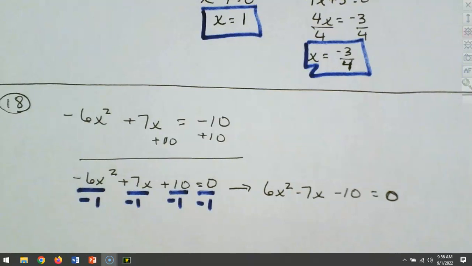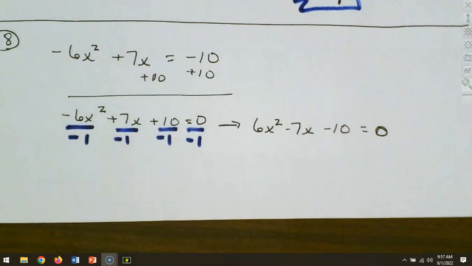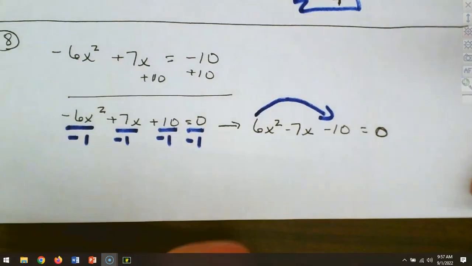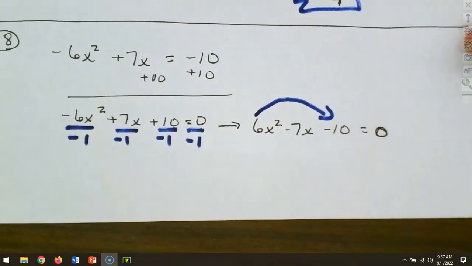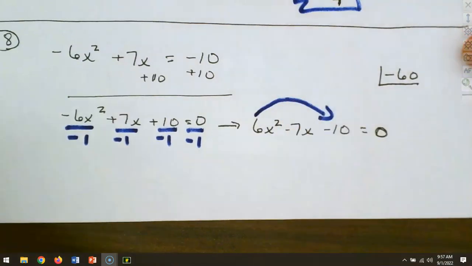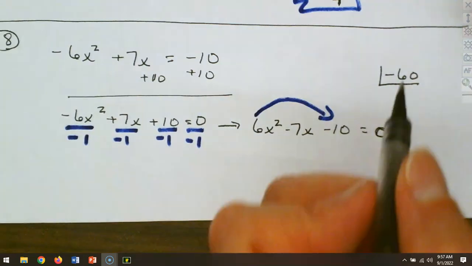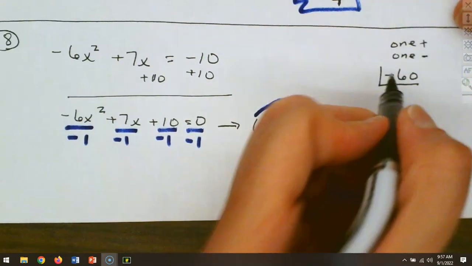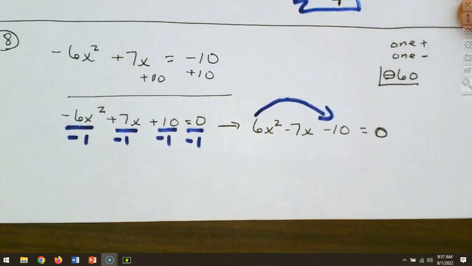This one's got a little bit larger numbers, so we're going to talk about how we would handle the larger numbers. When we multiply, we have 6 times a negative 10. Well, that is a negative 60. And what do we know about our signs? Are they going to be different, or the same? They're going to be different, right? Because this is negative, so that means one is positive, one is negative.